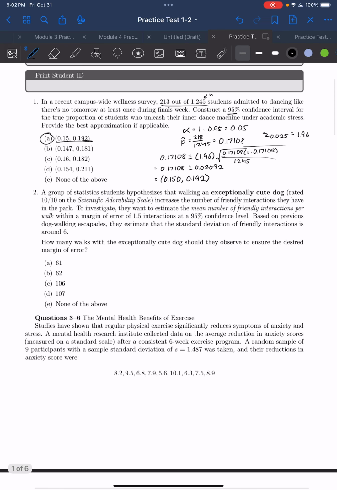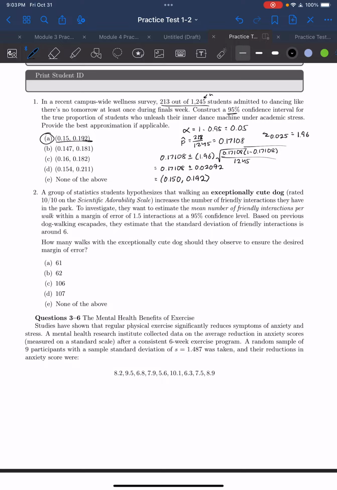Now for our next problem, we have a group of statistics students who hypothesize that walking an exceptionally cute dog increases the number of friendly interactions they have in the park. And so they want to estimate the mean number of friendly interactions per walk with a margin of error of 1.5 interactions at a 95% confidence level. And based on the previous dog walking escapades, they estimate that the standard deviation of friendly interactions is around 6. And so how many walks with the exceptionally cute dog should they observe to ensure the desired margin of error?